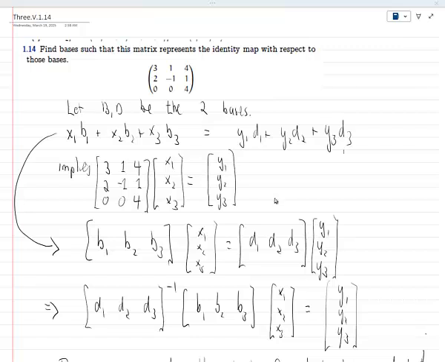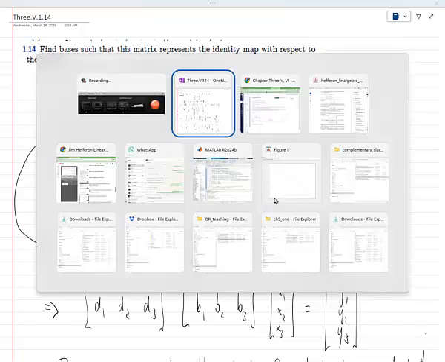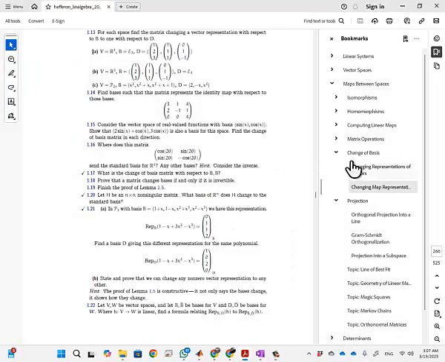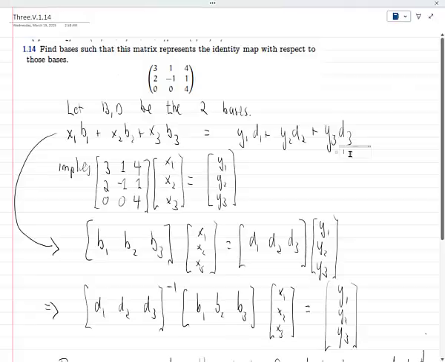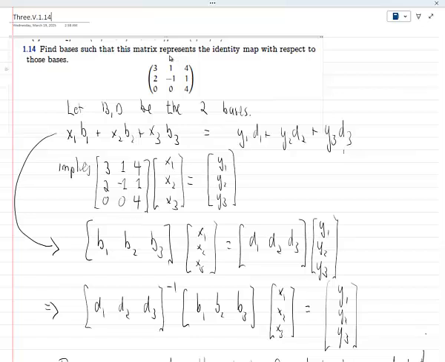Okay, I thought I would do a couple of problems from this chapter involving change of basis. What I recommend with this chapter to really understand what's going on is always go back to first principles. Okay? Because you can understand this in terms of what's happening to vectors. And there's one key formula that you use again and again and again that I want to bring out in this video. So find bases such that this matrix represents the identity map with respect to those bases.